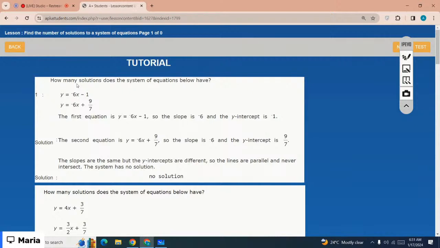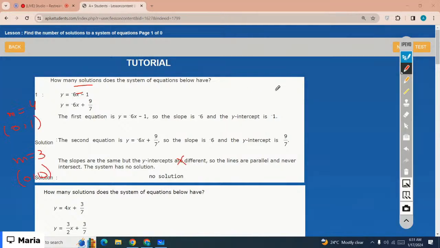Okay, so for the first equation, the slope is negative 6 and the y-intercept is negative 1, right? For the second equation, the slope is negative 6 and the y-intercept is 9 over 7. So they have the same slopes, right? For both of them, the slope is negative 6, but they have different y-intercepts, right?